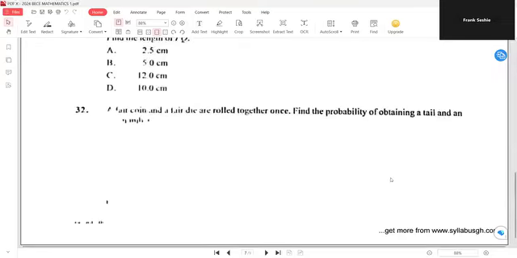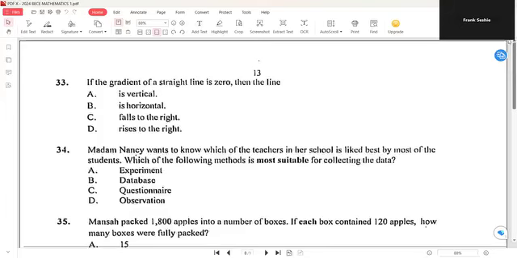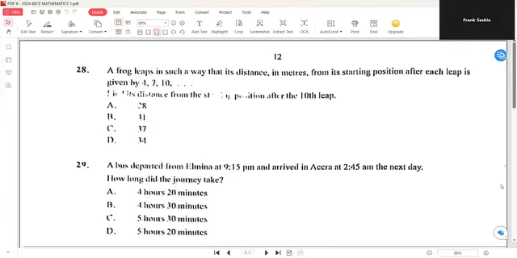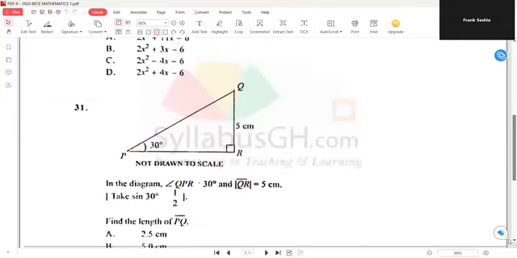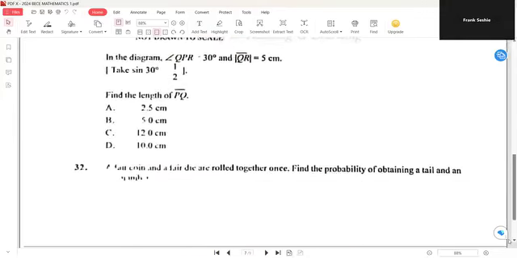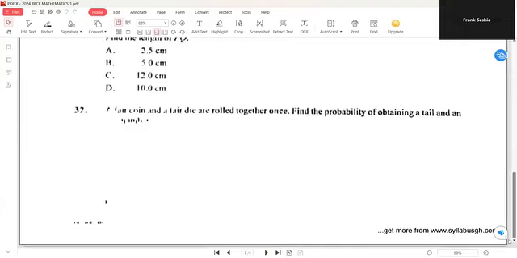Okay, so we move to question number 32, which is not visibly clear. Question number 32. A fair coin and a fair die are rolled together once. Find the probability of obtaining a tail, and that is not clear, so I will look for that question and then show it to you later.